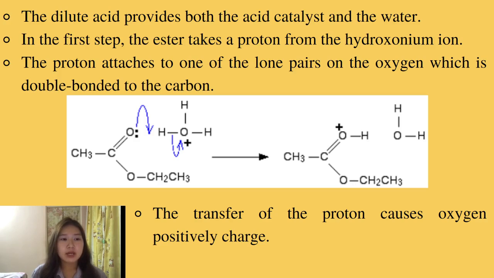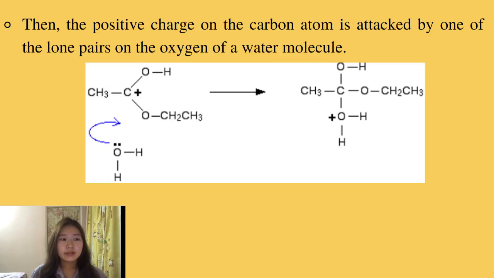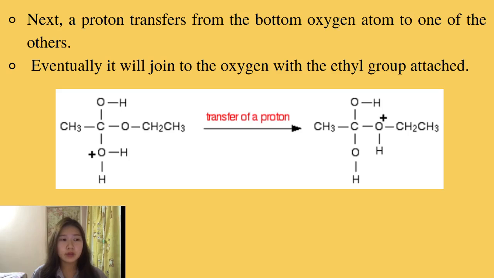In the first step, the ester takes a proton from the hydronium ion. The proton attaches to one of the lone pairs on the oxygen which is double bonded to the carbon. The proton transfer makes the oxygen positively charged. Then, the positive charge on the carbon atom is attacked by one of the lone pairs on the oxygen of a water molecule. Next, a proton transfers from the bottom oxygen atom to one of the others. Eventually, it will join to the oxygen with the ethyl group attached.